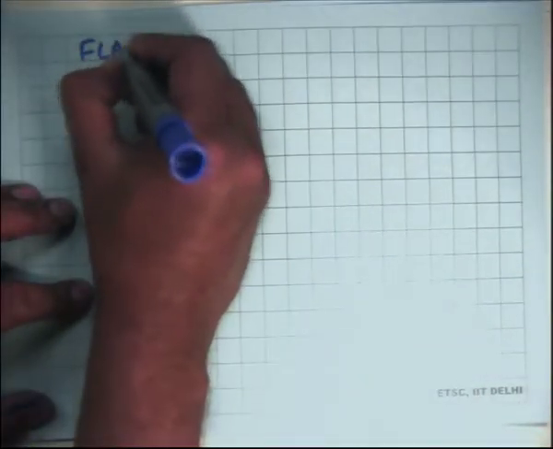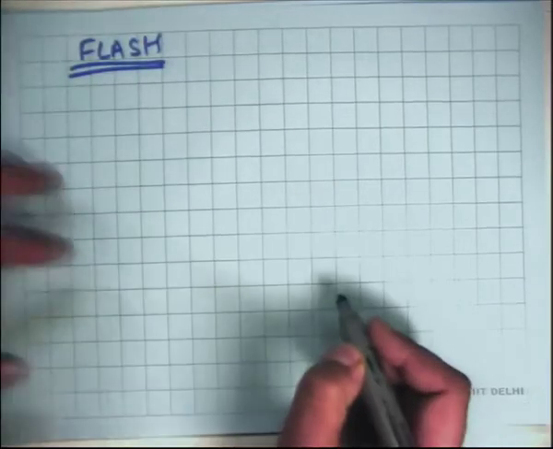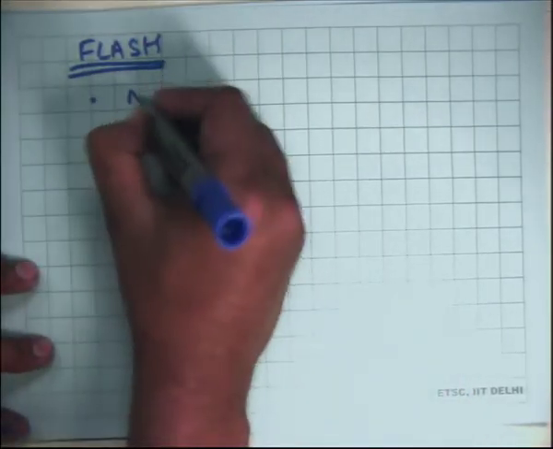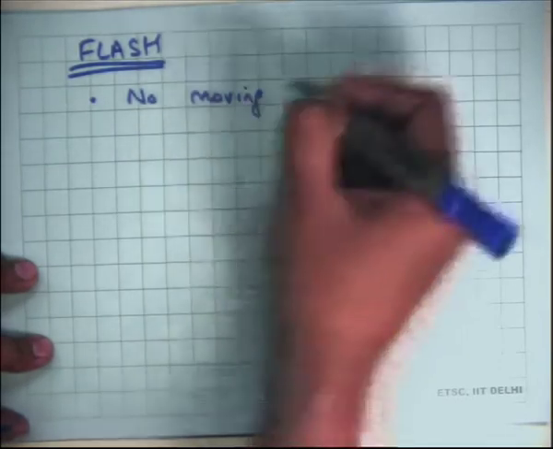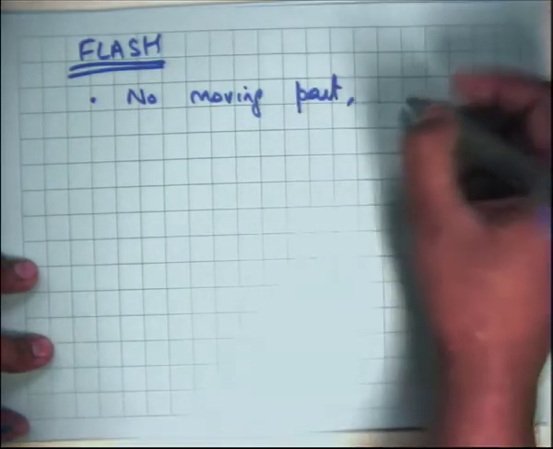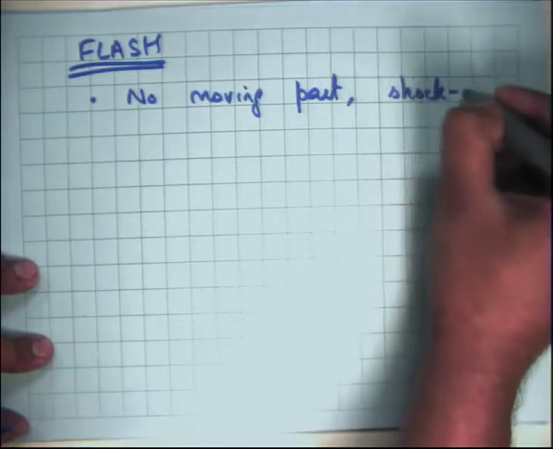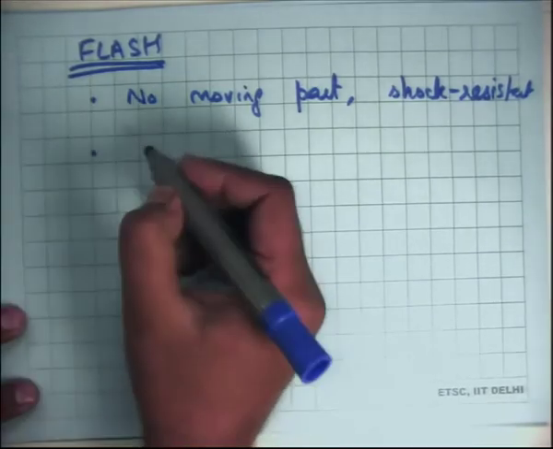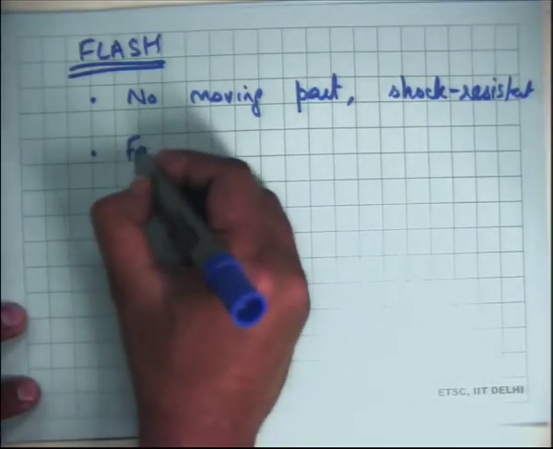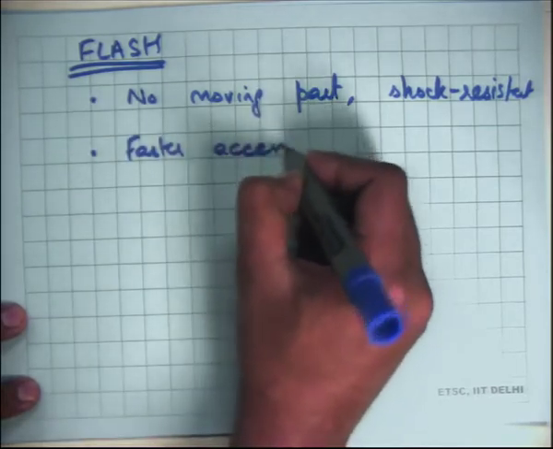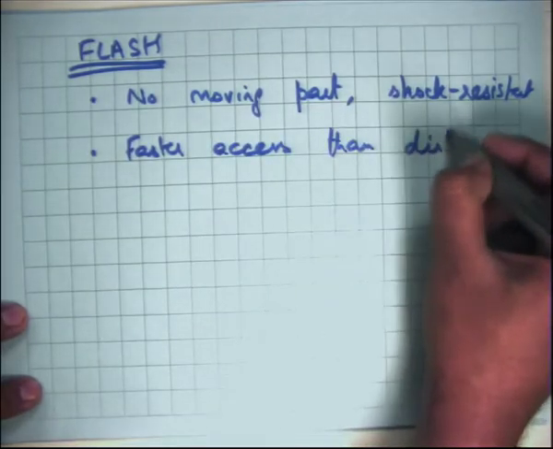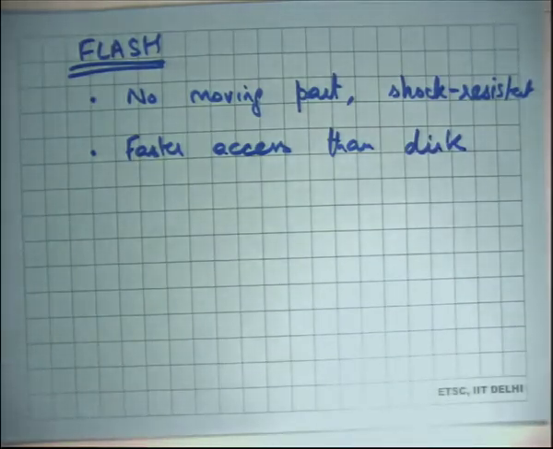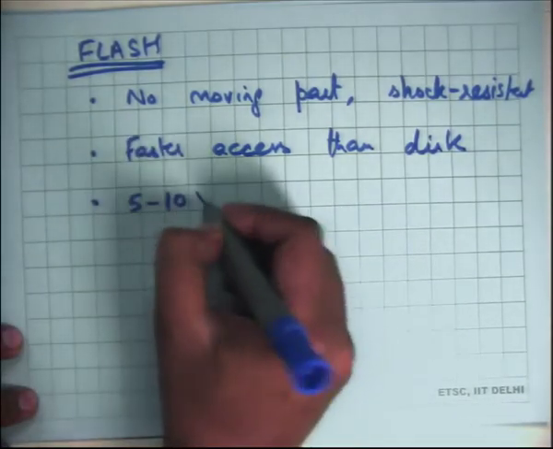All right, so that's a disk. Let's briefly look at the more modern technology, which is flash, and let's look at what it has. Firstly, it has no moving parts, right? So that's a significant difference, and which means it's shock resistant. You don't have to worry about moving parts breaking down or anything of that sort. Also, it has faster access than disk. Right? Let's look at in what way it is fast, but it's also 5 to 10x more expensive today.